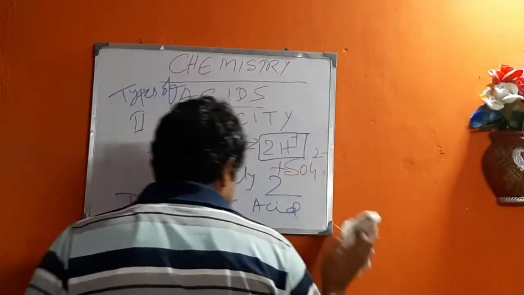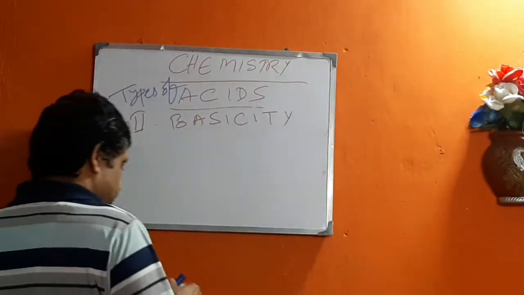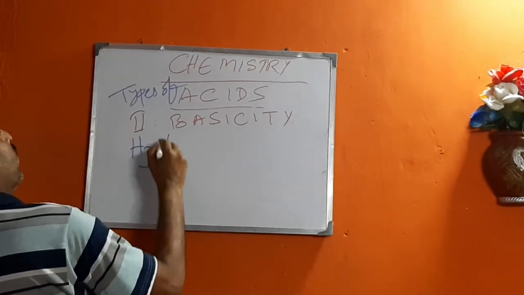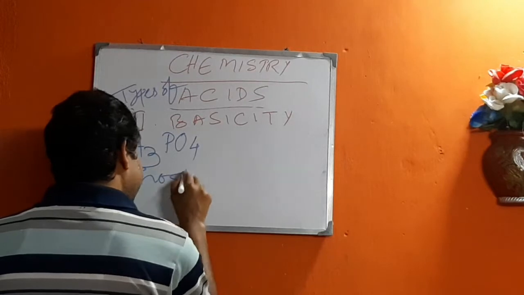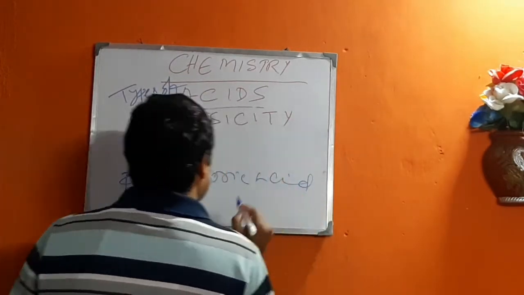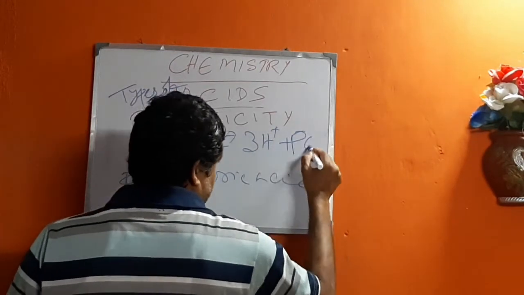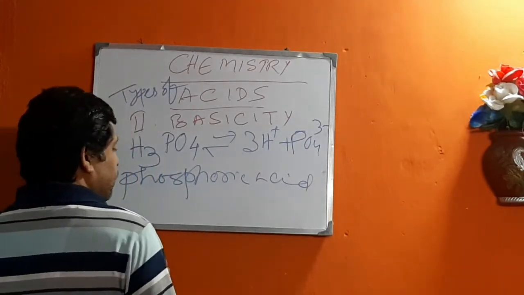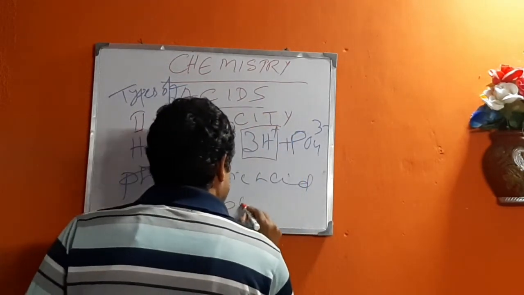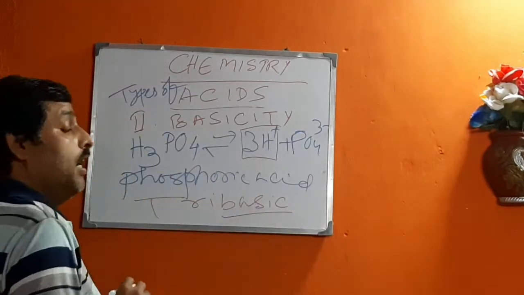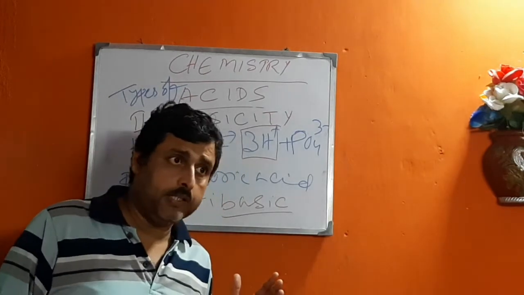And what about acetic acid? Phosphoric acid, tribasic; let us look at the differences. This is H3PO4, phosphoric acid. It gives three replaceable hydrogen ions and one phosphate ion. So the basicity is 3, so it is tribasic. So basicity depends upon the number of replaceable hydrogen ions. It is not only the number of hydrogen atoms in one molecule of the acid.